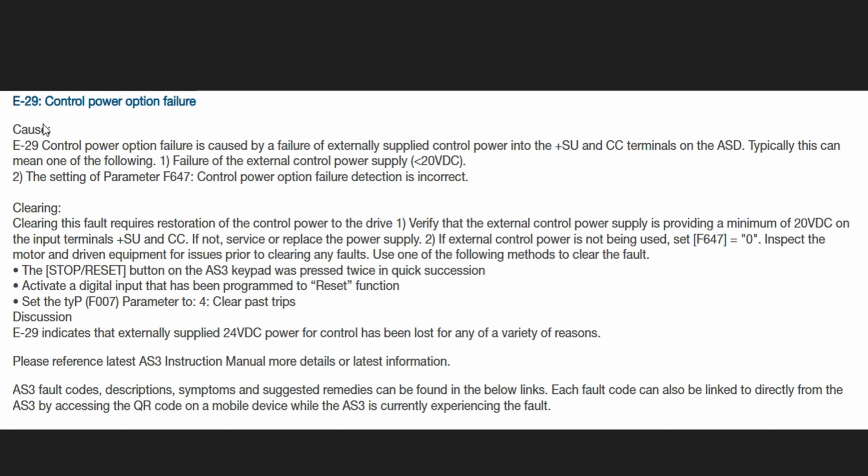So we will talk about E29, that is control power option failure. Into the VFD, we have the control power. What is required? 20 volt DC minimum. That is connected on the +SU and minus, and CC terminal, on the ASD.